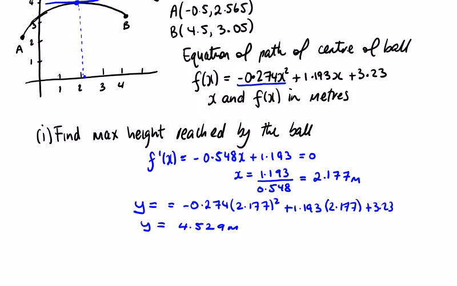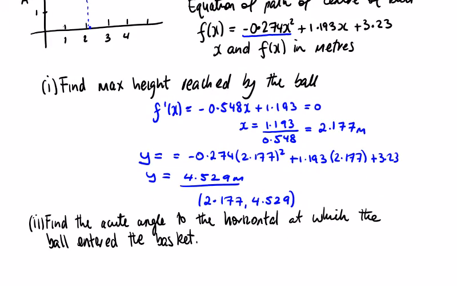So we write that point down. We have the max height. We're actually asked for the max height, so this is the answer for max height, but the point is 2.177, 4.529. Part 2, we're asked to find the acute angle to the horizontal at which the ball entered the basket.